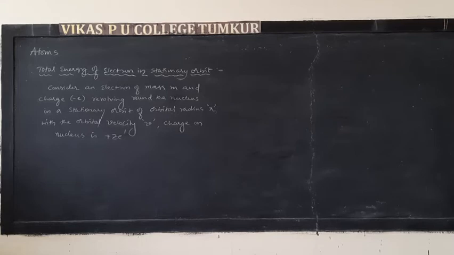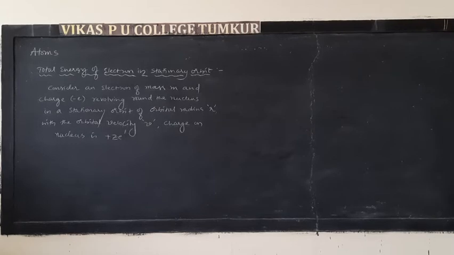Now I will evaluate the kinetic energy of the electron. I will also evaluate the potential energy of the electron, and I will add them. Then I am going to get the total energy of the electron. Now how to find the kinetic energy of the electron?